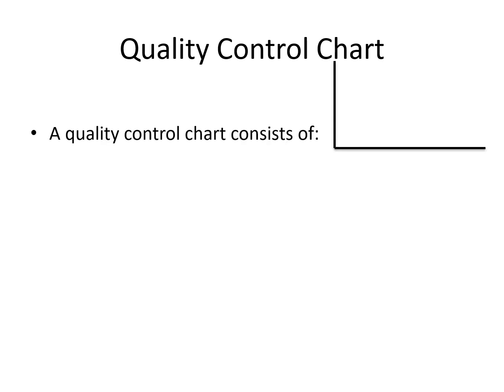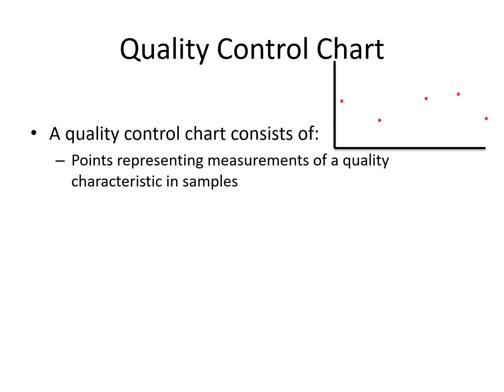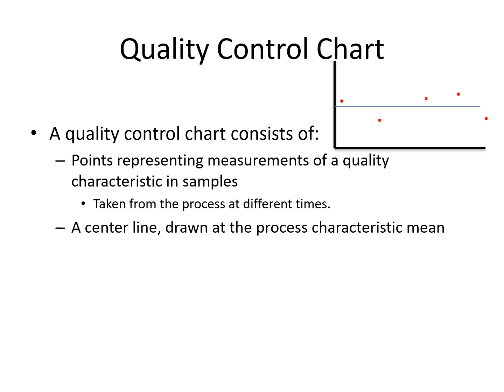Before we start discussing quality control charts for attributes, let us take a quick recap of what we understand about quality control charts. Basically, a quality control chart consists of various points representing the measurements of a quality characteristic within the sample, which is taken at different places or different times. Then we have a center line, which is the mean or the standard that the particular quality characteristic has to meet.